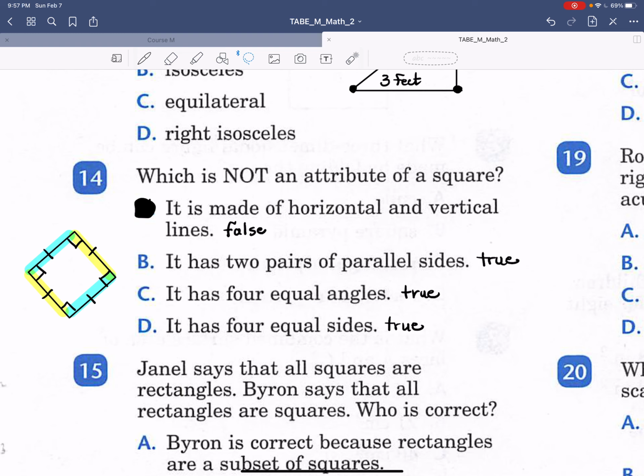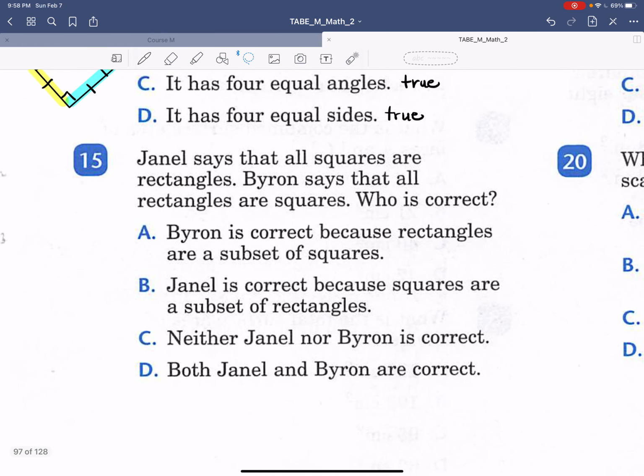I'm not sure I like this question. I would argue with this one, but that's okay. It doesn't matter what I think. The person who wrote the book says that A is false, so we'll go with that. Because they say, and here's their explanation, a square rotated at an angle would not be made of horizontal and vertical lines. So maybe I would have liked this better if they said which is not an attribute of all squares. But I still would not like that. I just don't like this question. But that's okay.